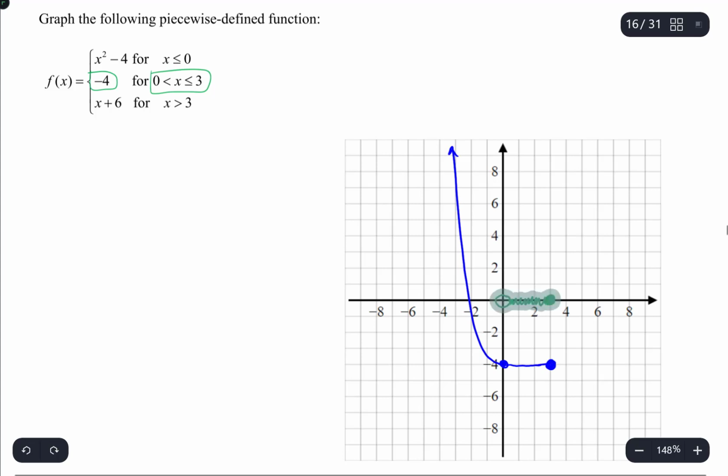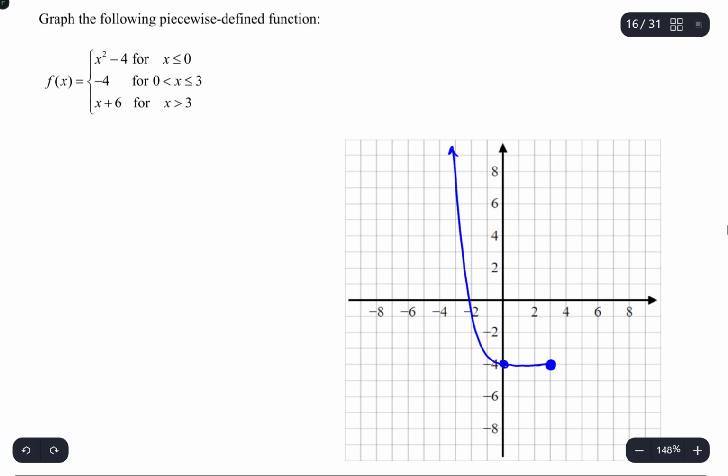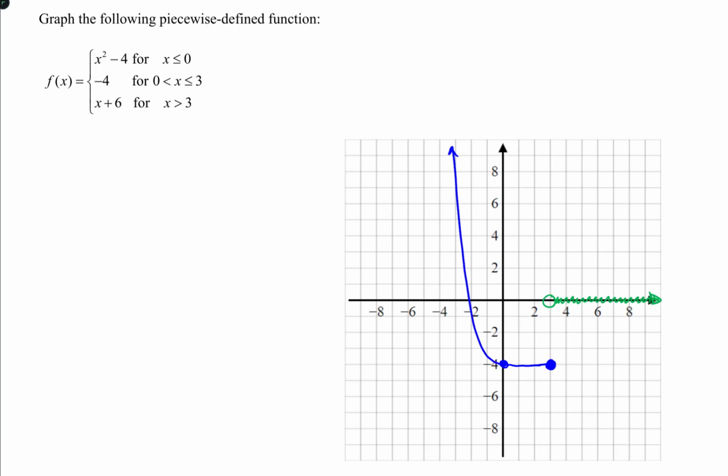Okay. And then we come along to this last domain. And what we have here is when x is greater than 3, so starting with 3 but not included, going off to infinity, we're looking at the line x plus 6. So the line x plus 6 is going to have a y-intercept of 6, but then it has a slope of positive 1. Okay, so something like that. I'm just going to go a little bit above my graph there.